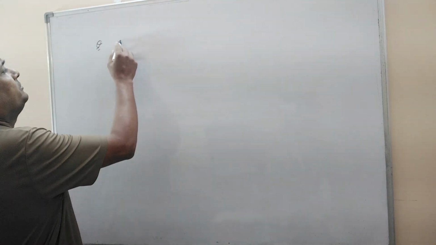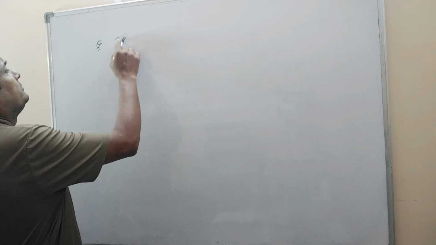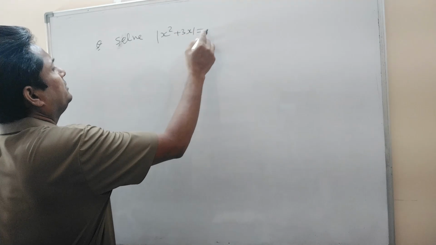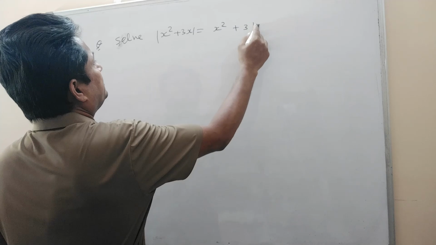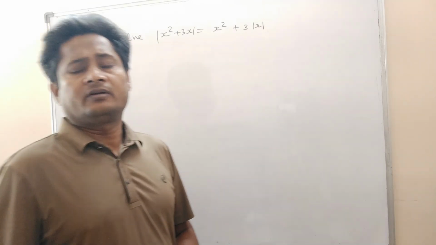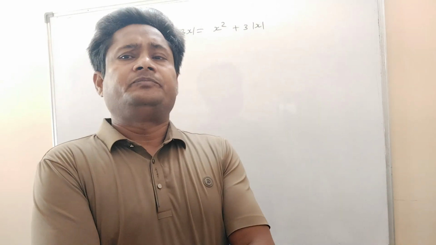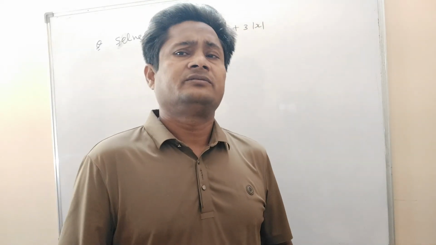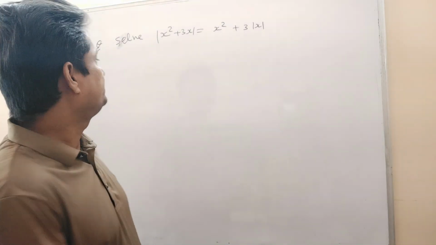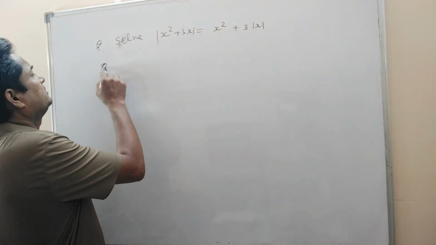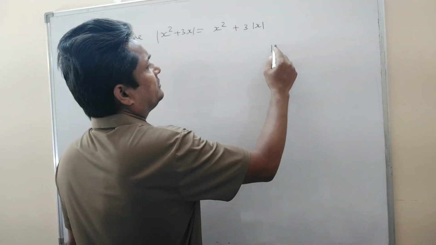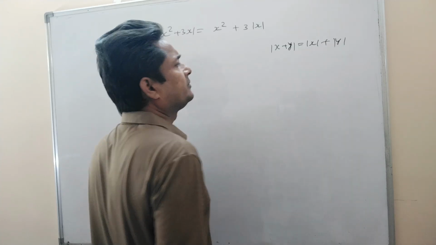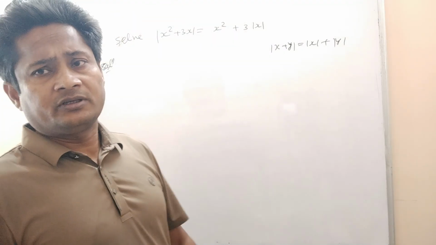Now question is what? Solve mod of x square plus 3x is equal to x square plus 3 times mod of x. This equation can be solved in many ways. Now I am using the property mod of x plus y is equal to mod x plus mod y. You can solve this question by using this property.